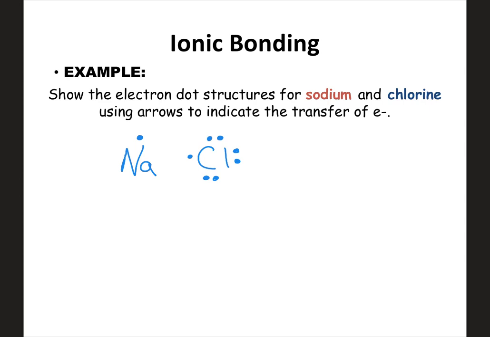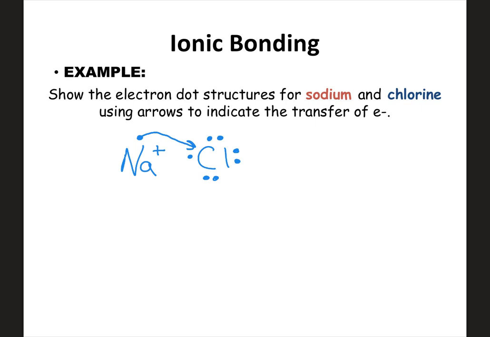Then you always look at this and say, okay, who wants to lose? Who wants to gain? Just remember here, metals always want to lose, and nonmetals want to gain. So in this case, sodium wants to lose his electron and chlorine wants to gain. So you use the arrow to show the transfer, to show the ionic bond. This electron from sodium will go to an empty space on the chlorine. But when this happens, sodium has now lost one electron. That's losing a 1 minus. Every electron is 1 minus. So sodium now becomes 1 plus.